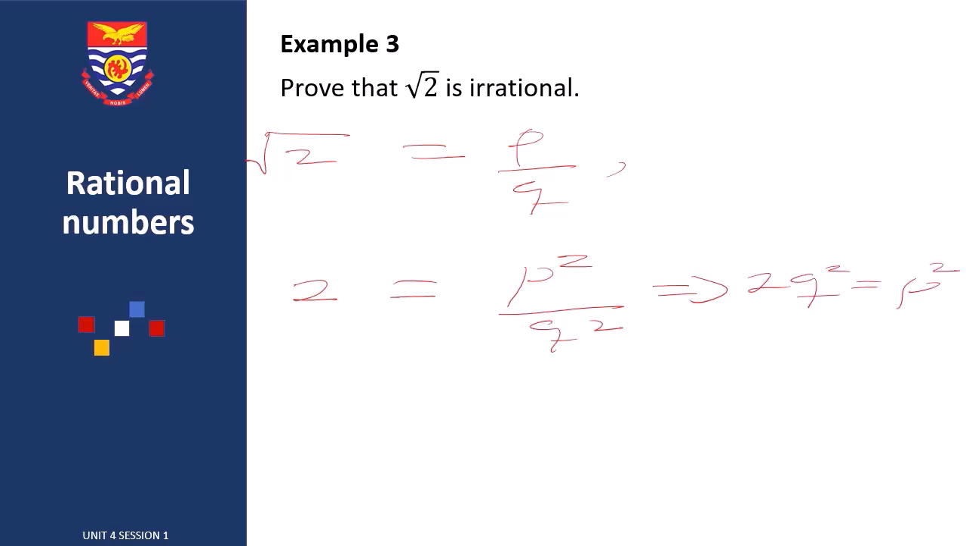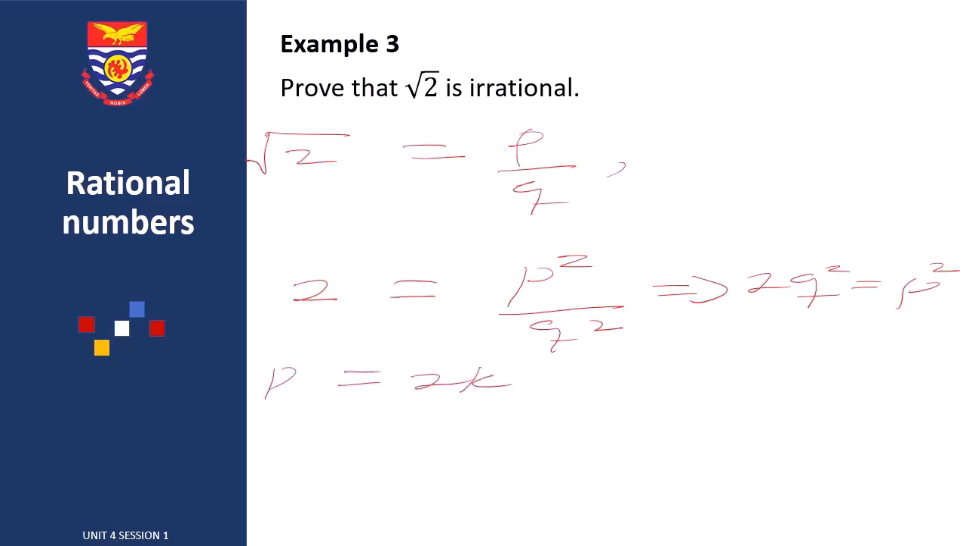2q square equals p square, and then you can see from here that 2q square is actually even, and that implies that p square is also even. And once p square is even, then p is also even. This means that since p is even, there is some k such that p equals 2k.